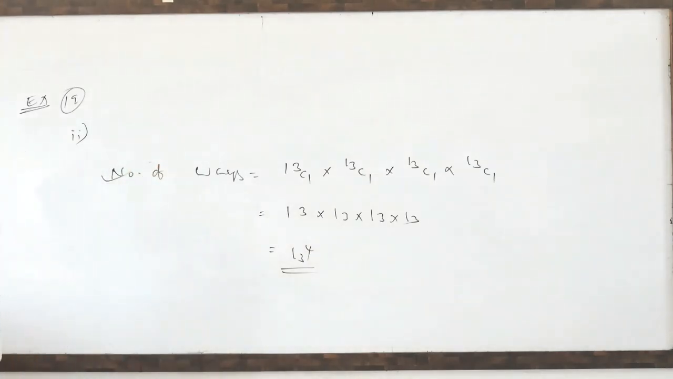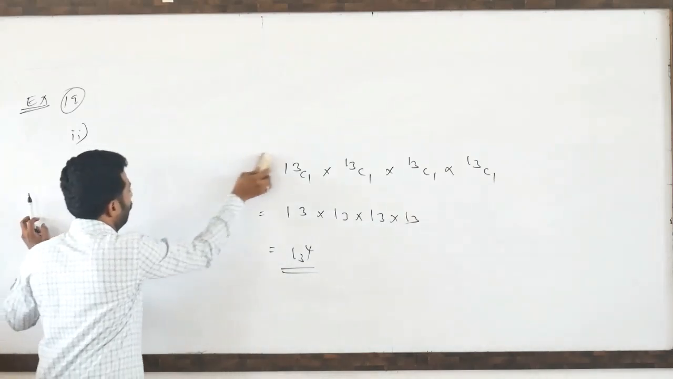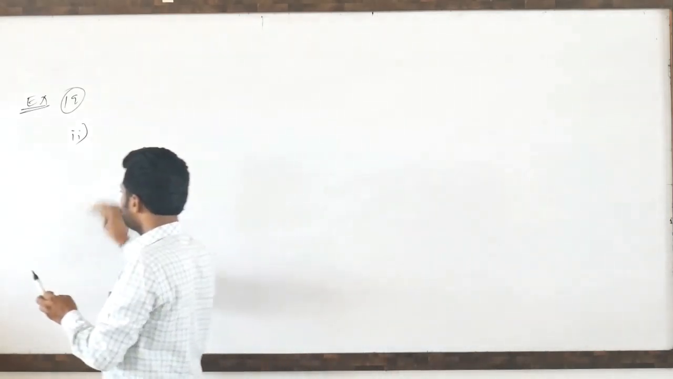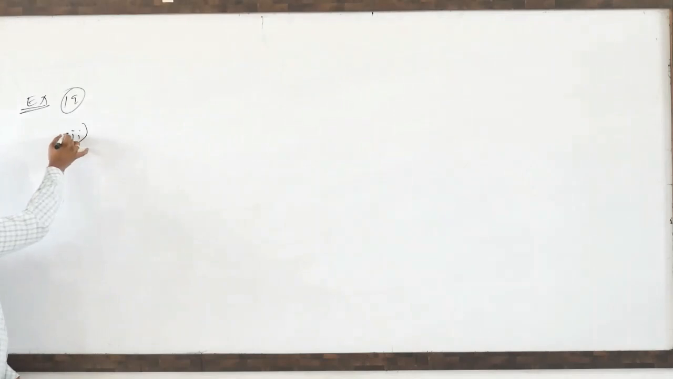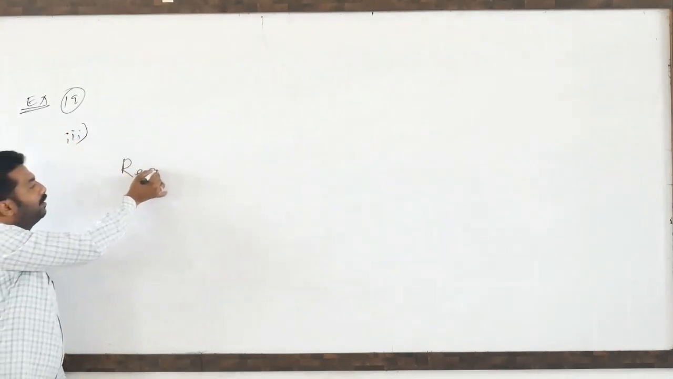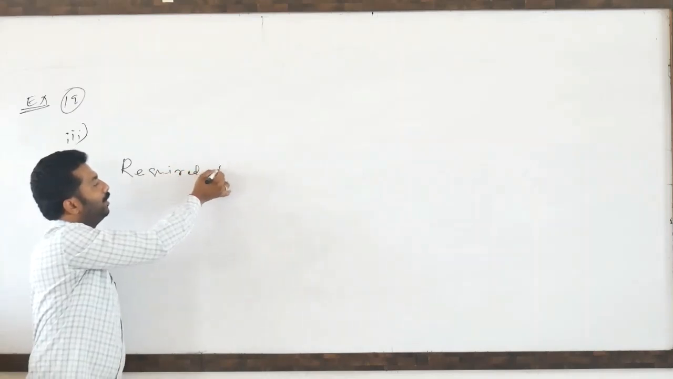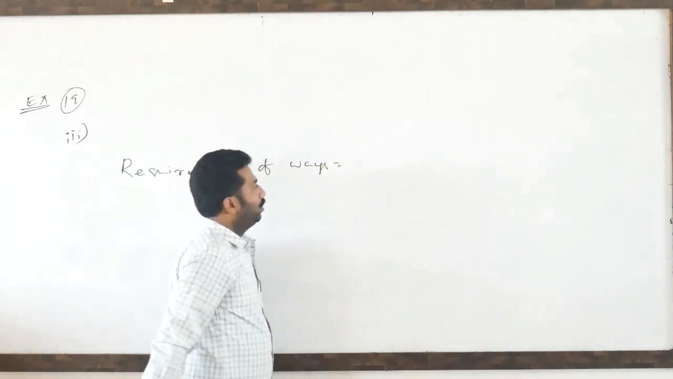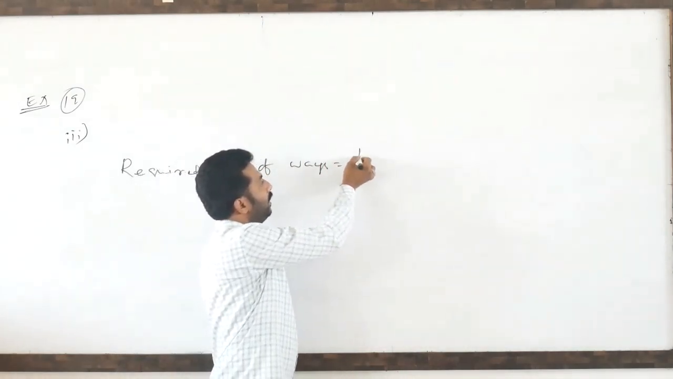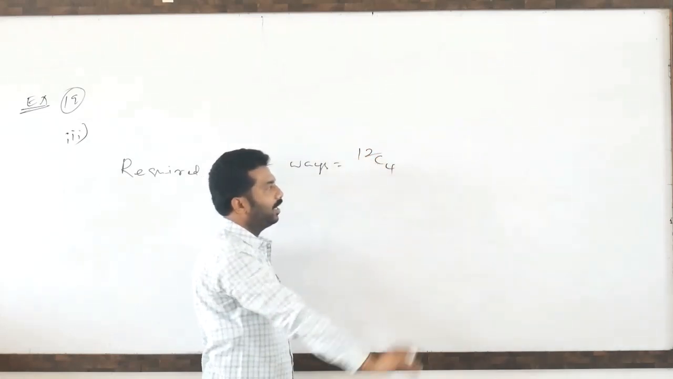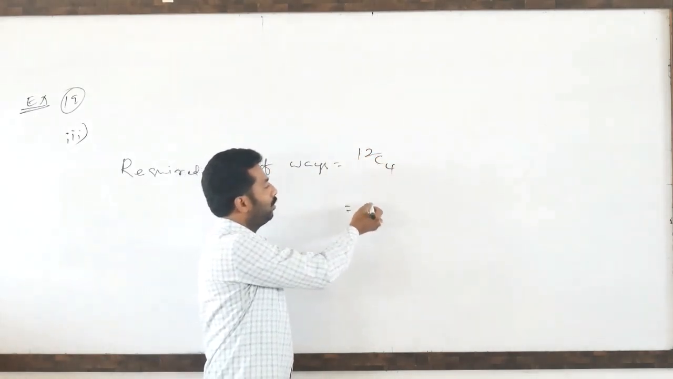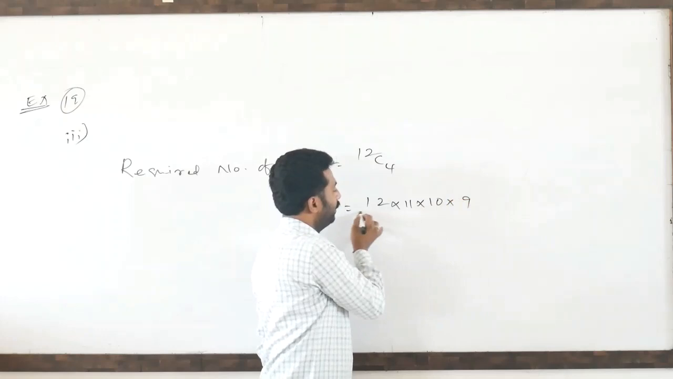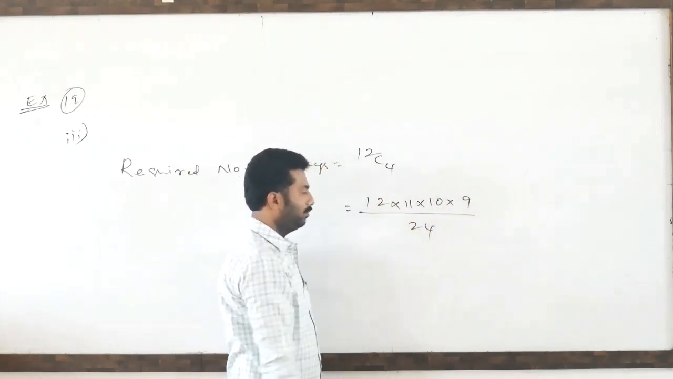Next, third question. The 4 cards are face cards. You see there, third bit, the required number of ways. 4 cards are face cards. How many face cards are there? 12. How many cards do we have to select? 4 cards. So 12C4 means 12 into 11 into 10 into 9 divided by 4 factorial, which is 24.